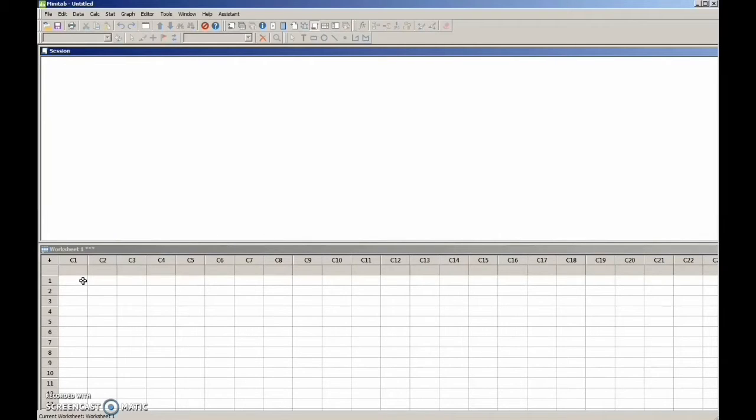So now that we are here in our Minitab, we don't need to create a table because our question is summarized data and we don't have any raw data for it. So it's just fine to leave it blank.